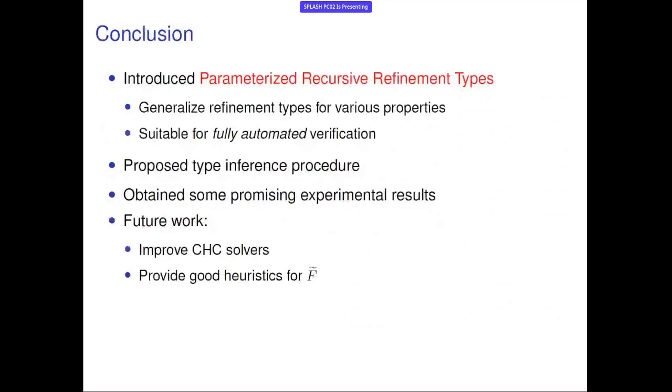Okay, so in conclusion, we have introduced parameterized recursive refinement types, which generalize refinement types for various properties. So the type system based on it is suitable for fully automated verification. We also propose a type inference or program verification procedure, and we obtained some promising experimental results. But we have something left. Future work includes improvement of CHC solvers and better heuristics for functions. Thank you.